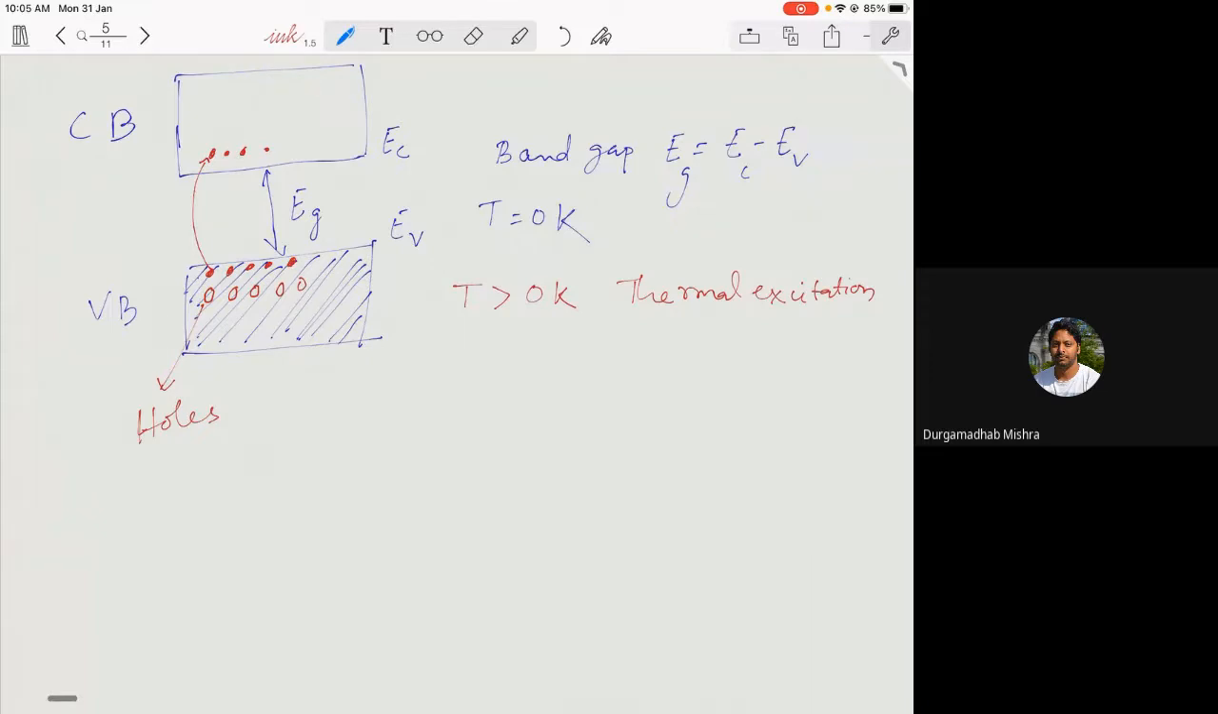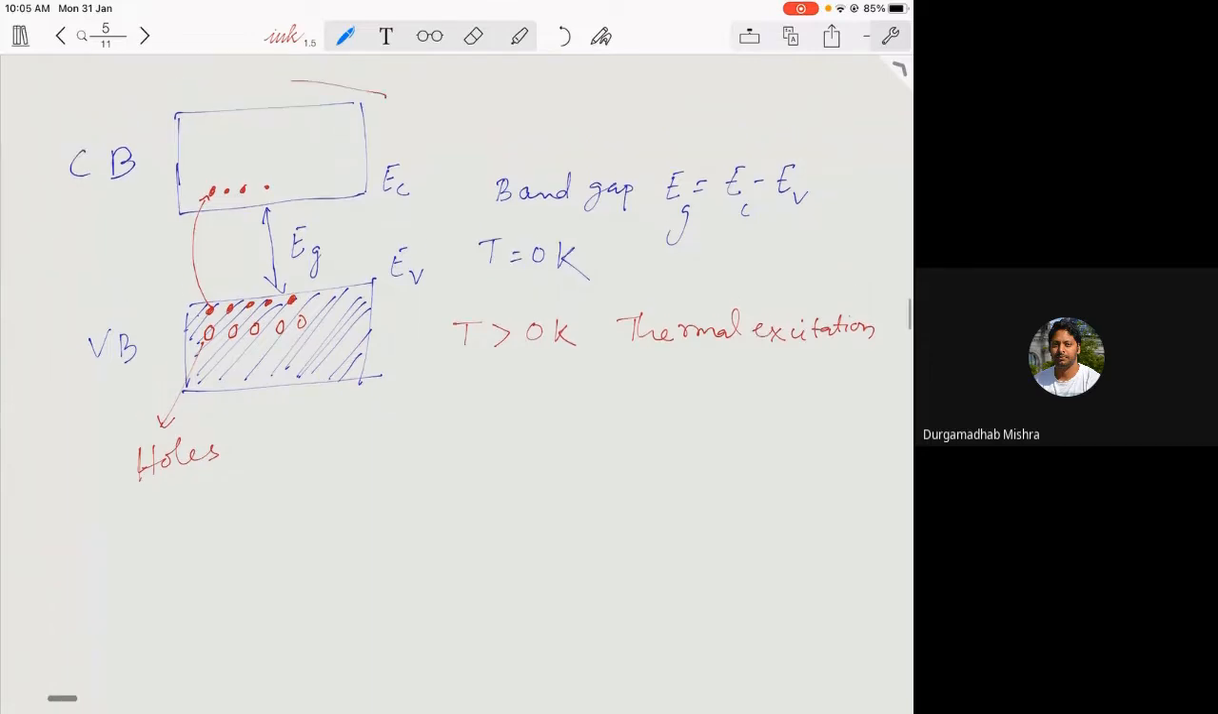If I talk about a semiconductor, or if I have a metal, and I talk about the conductivity of the electron, I will only look at this band here. I will focus only on the conduction band and see how fast the electrons can move in the conduction band. If they can move faster, then conductivity will be high.